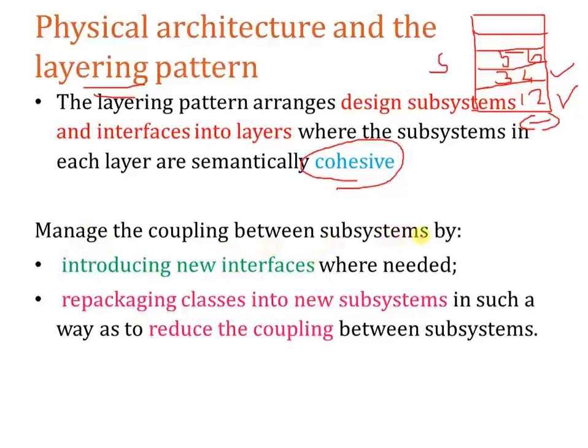Managing the coupling between the subsystems. How do we reduce the coupling between the layers? You can introduce new interfaces wherever you need, or else you can repackage the classes into new subsystems. For example, imagine that subsystems 1 and 3 are much dependent on each other. Then you can remove subsystem 3 from layer 2 and group it here itself. That is called repackaging the classes into new subsystems.